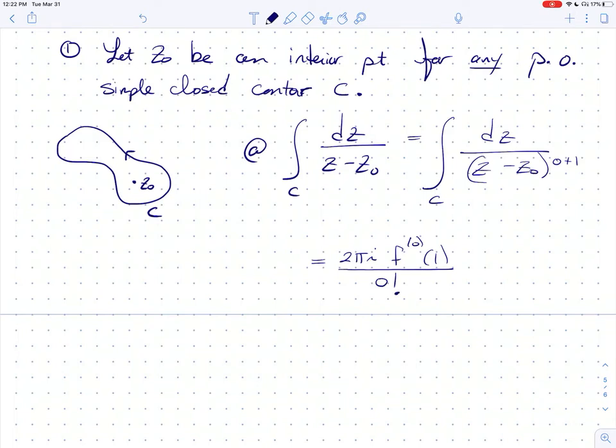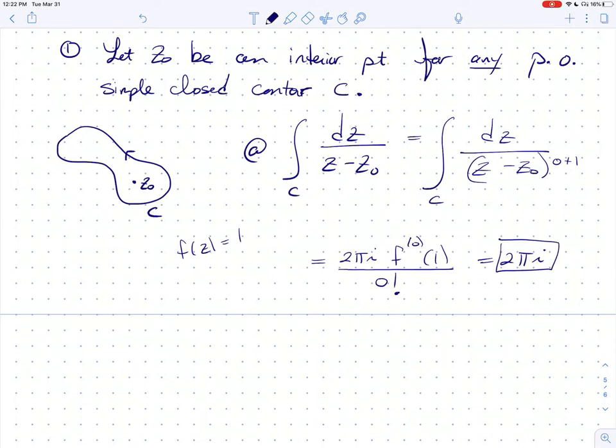I forgot to tell you what f is. Take a moment and see if you can see it yourself. What's f? f of z is just 1. It's just the top. This is 1 times dz. So this is just the 0th derivative of 1. Well, that's just 1. So this is just 2 pi i, exactly like we got before.